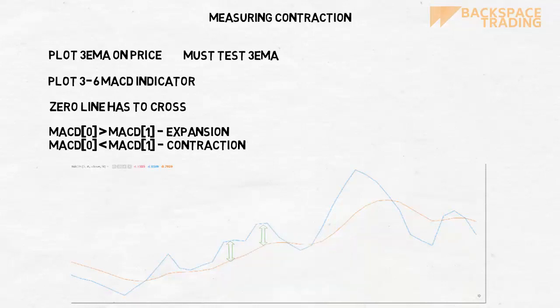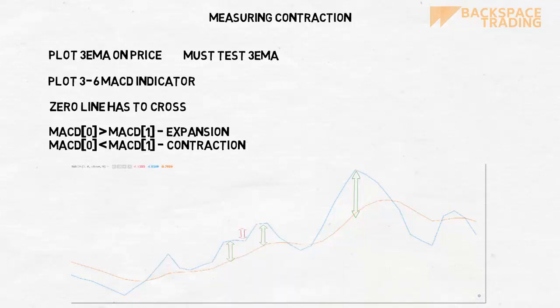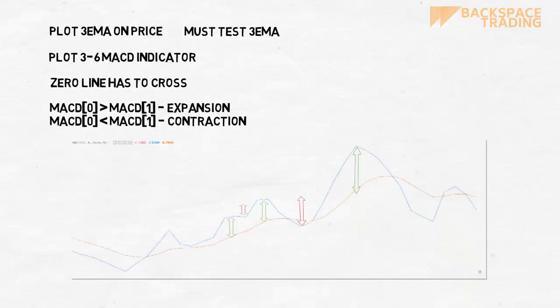That is an expansion. Now one more expansion. This is another expansion. See, it's just a trend, higher highs. The dip part is contraction. We have another contraction. Got it? This is how it is.